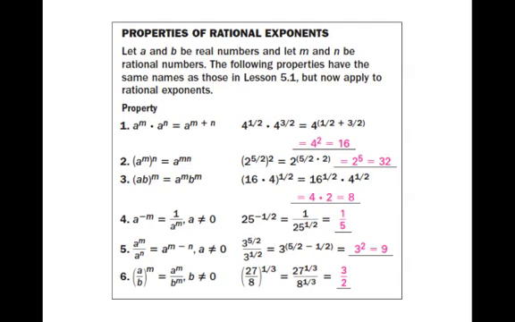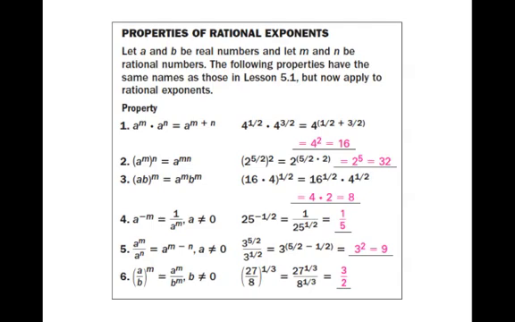A to the m to the nth power, a power to a power, is going to equal a to the m times n. So let's look at the little example here. We have 2 to the 5/2 squared. So we're going to multiply those exponents together. So we multiply the 5/2 times 2. And 5/2 times 2 is 5. So we have 2 to the 5th, which is 32.